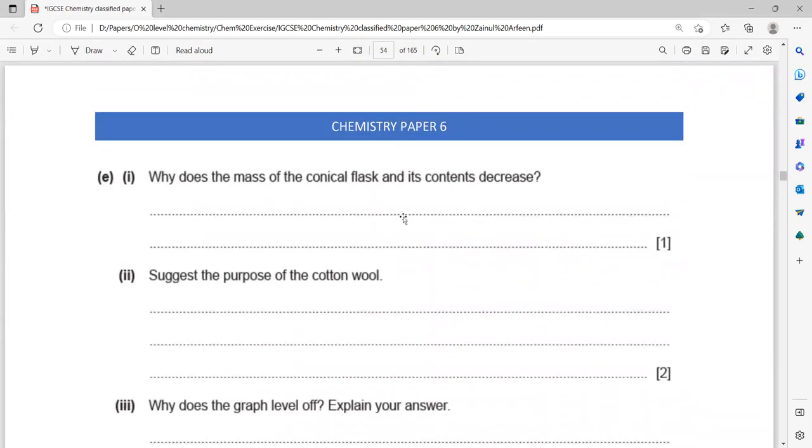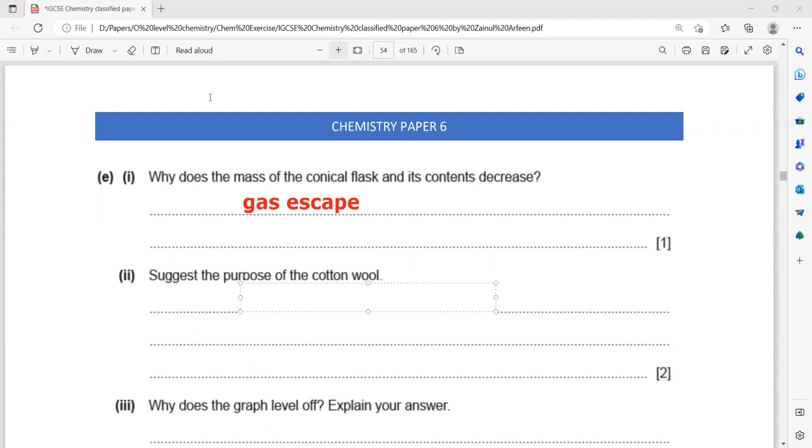The gas produced escapes from the cotton wool. Carbon dioxide escapes. So the gas which is produced escapes, that's why the mass decreases. Suggest the purpose of the cotton wool. To prevent acid spray, yes, good.